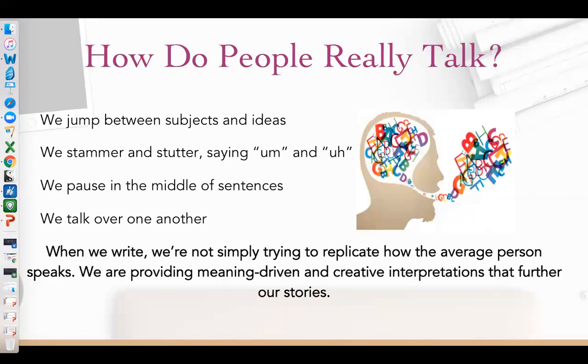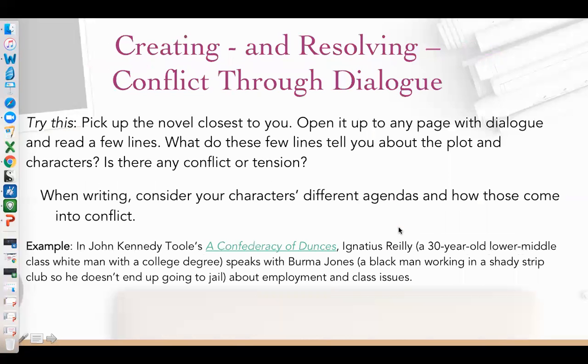But when we write, we're not just trying to replicate how the average person speaks. We are providing meaning using creative interpretation that adds to the plot, enhances and develops it, helps us determine the character trajectory, or conveys that to the reader. So, creating and resolving conflict through dialogue.